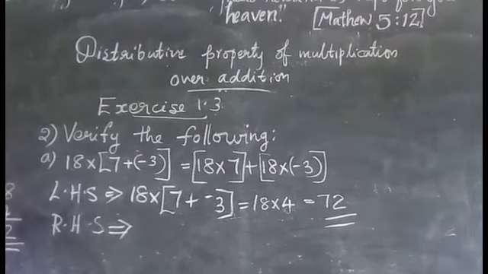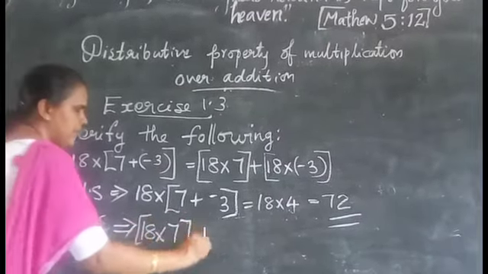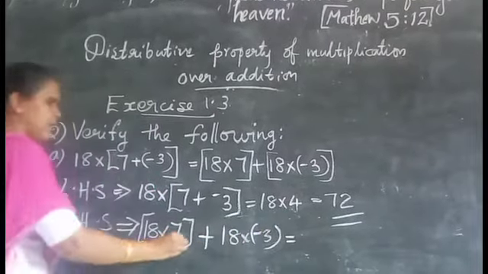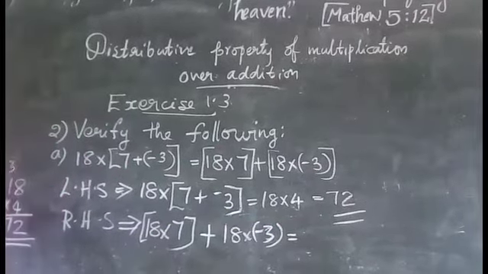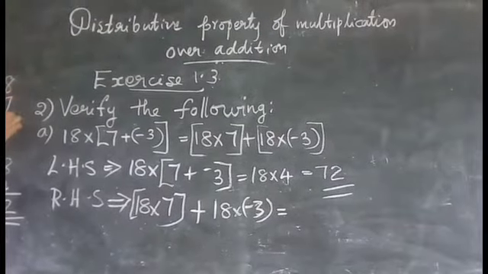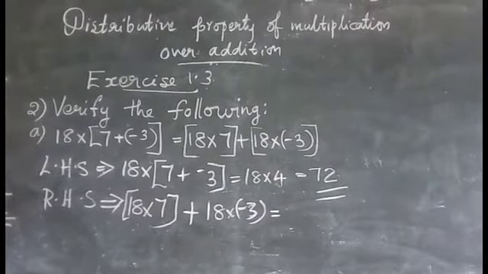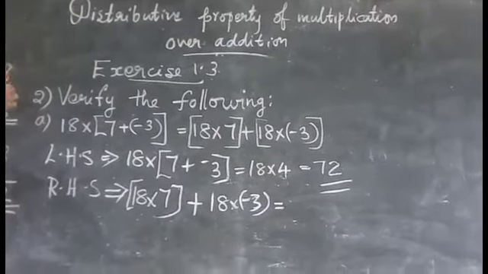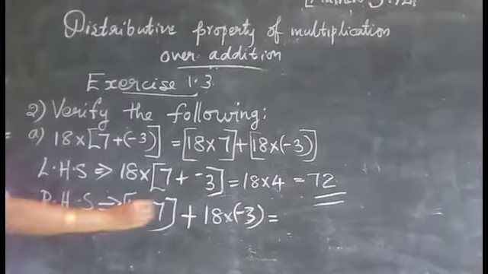Right hand side, RHS: 18 into 7 plus 18 into negative 3. So first you find the product of 18 into 7. What's the value there? 8 sevens are 56. Then 1 seven plus 5, that is 12. So 126.